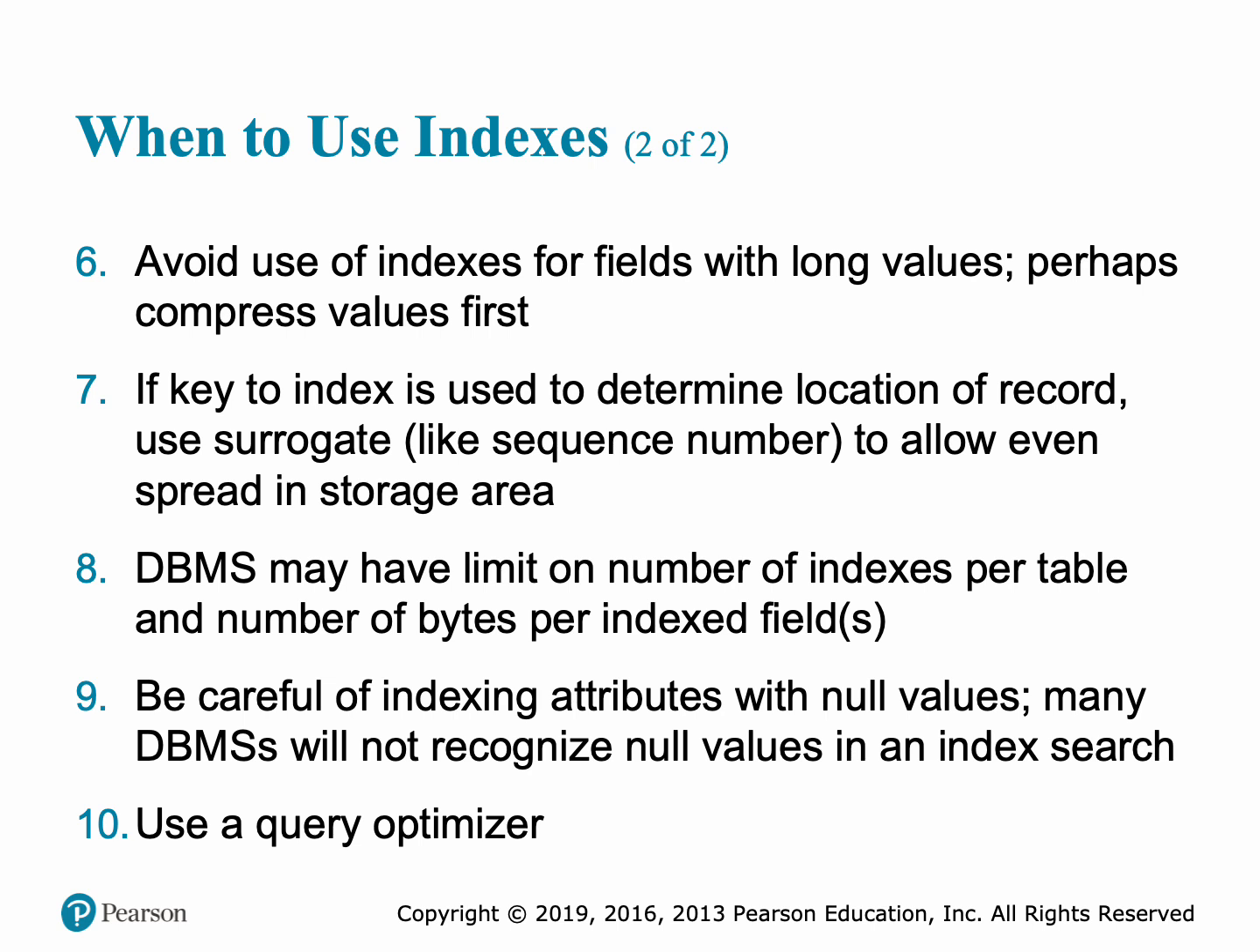If the key to index is used to determine the location of a record, use a surrogate like a sequence number to allow an even spread in the storage area. A DBMS may have a limit on the number of indexes per table and the number of bytes per indexed field. Be careful of indexing attributes with null values. Many DBMSs will not recognize null values in an index search. Use a query optimizer always.